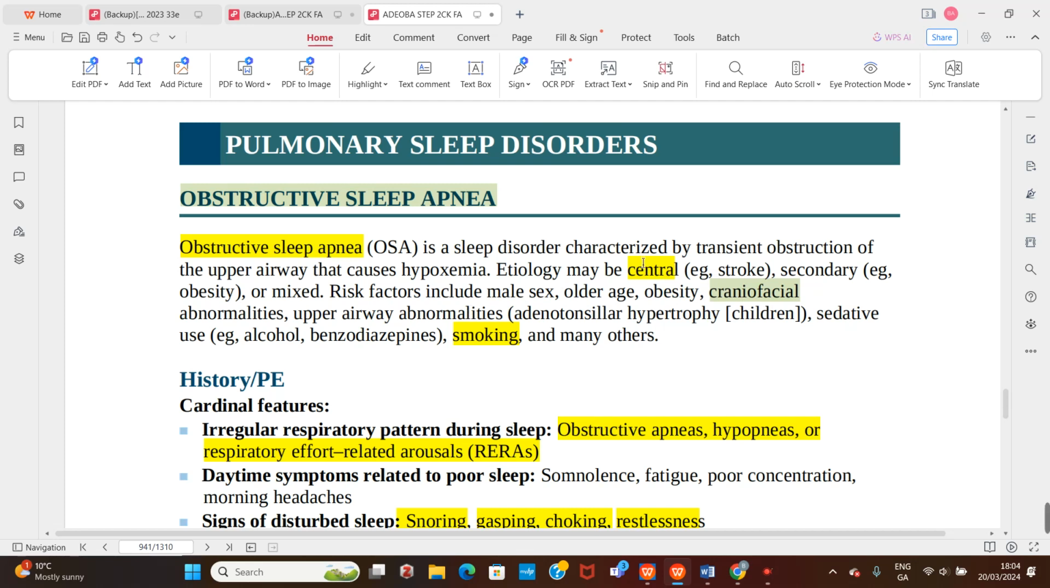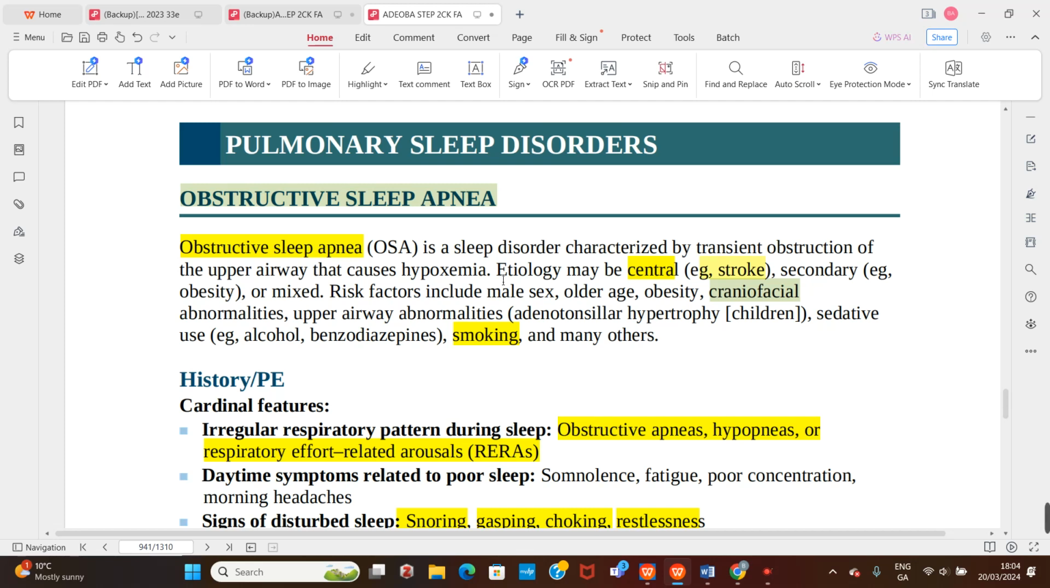Central, from individuals that have stroke. What we just need to understand here is that the airway, particularly during sleep, is controlled by the tone of the pharyngeal muscles. So if the pharyngeal muscles contract, there's going to be widening of the airway diameter, and the person can easily take in air during inspiration and expiration.